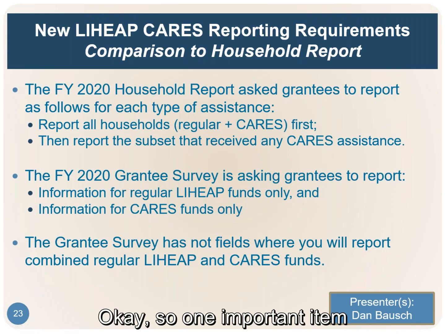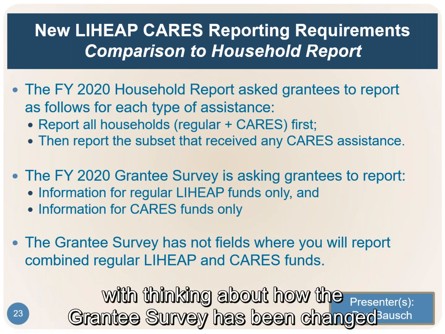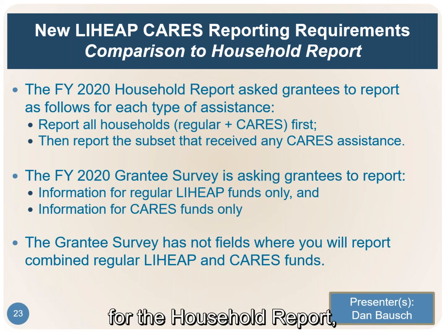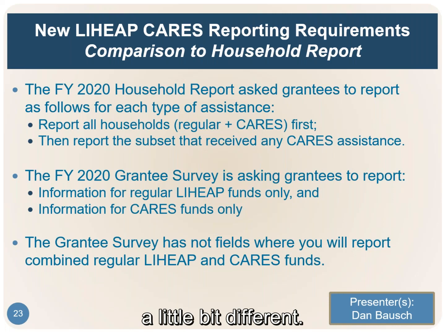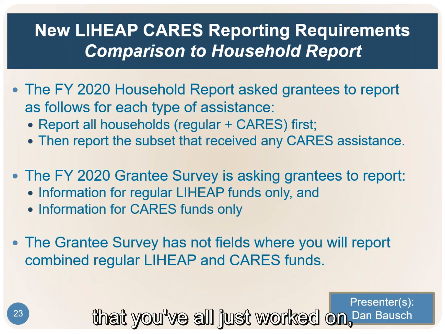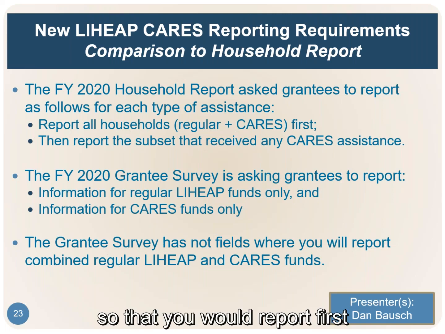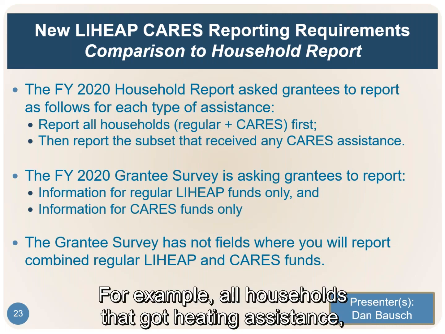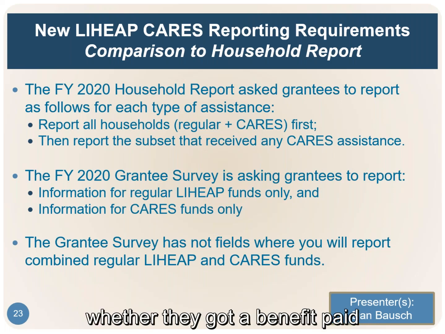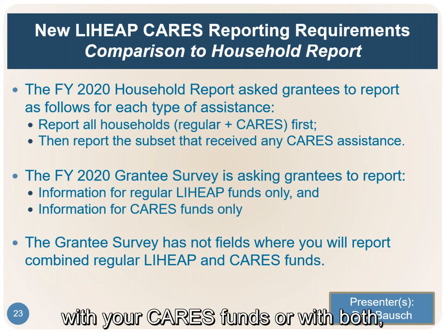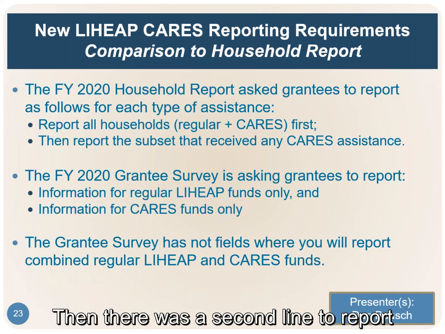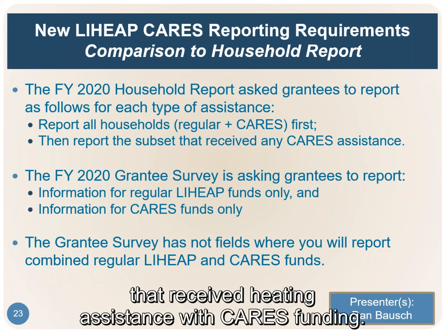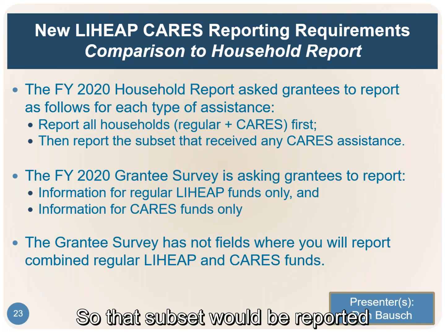Okay, so one important item with thinking about how the Grantee Survey has been changed for CARES reporting is to remind you of the changes for the household report and show you how the Grantee Survey is a little bit different. So for the household report that you've all just worked on, the report was updated so that you would report first on all households that received a type of assistance. For example, all households that got heating assistance, whether they got a benefit paid with their regular LIHEAP funds, with your CARES funds, or with both, would be reported in that first line. Then there was a second line to report on the subset of those households that received heating assistance with CARES funding.